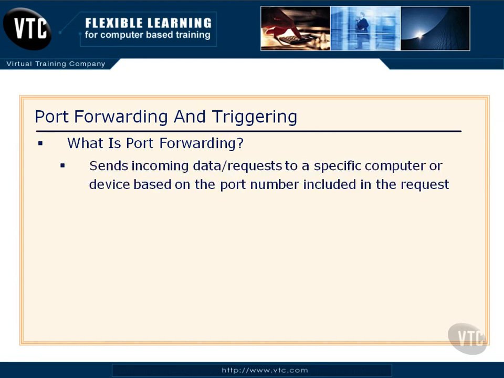What exactly is it? Well, it is the ability to allow incoming data to come into your network and go to a specific computer in your private network, not based on the IP address. The person outside in the public world had no idea what the IP address of that interior computer is, but it's being forwarded based on the port number that was included in the request. The best way to understand this is to see a little animation of it, okay?